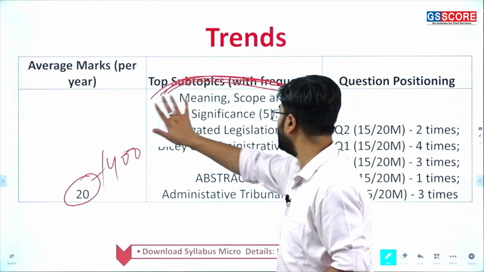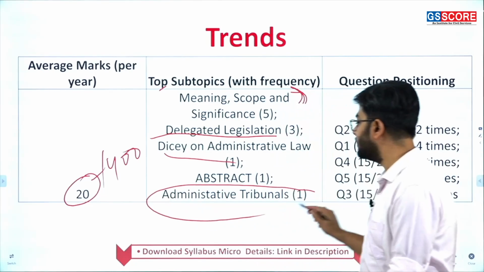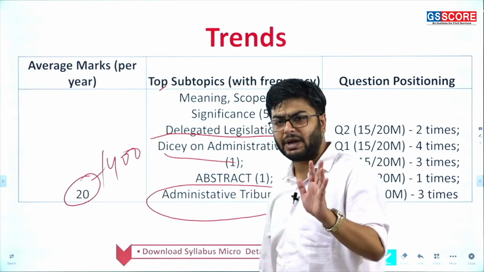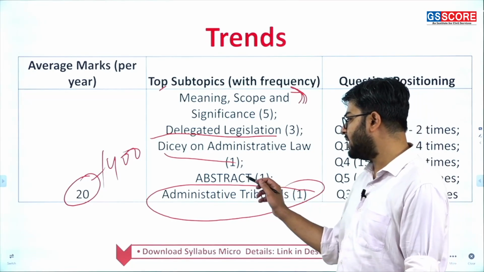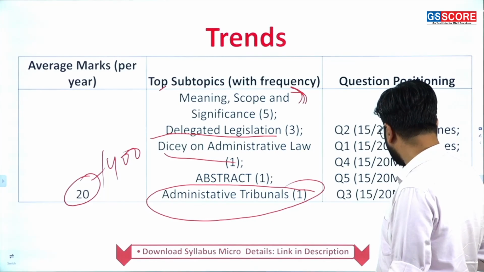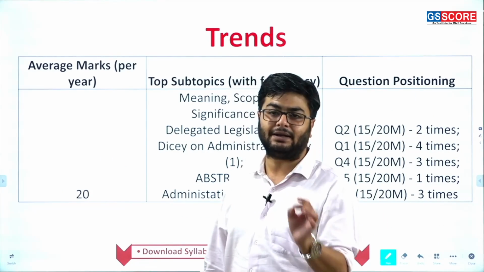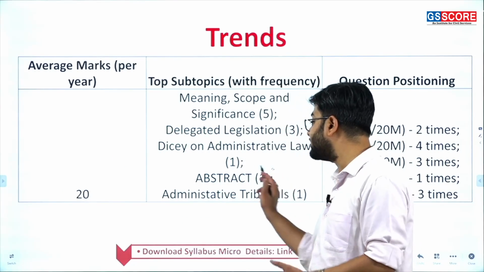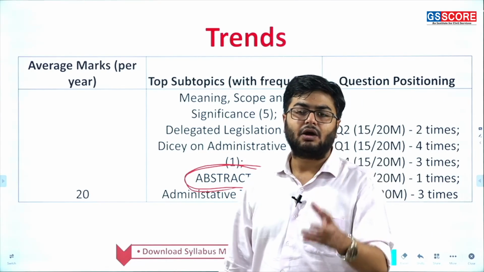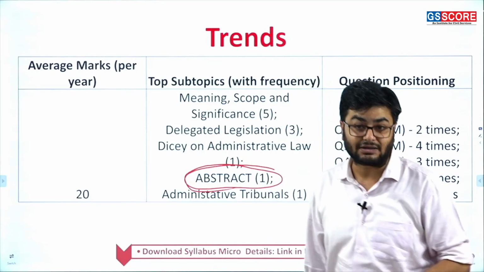Further, when you look at delegated legislation, Dicey and administrative tribunal, there are fewer questions related to it. However, they remain important. If you see very carefully, I have put in a category called abstract. The abstract would be wherein no subtopic can be effectively pinned to the question, but the question relates to the unit as such. That will entail a cocktail of various concepts given in the unit contributing to the answer.